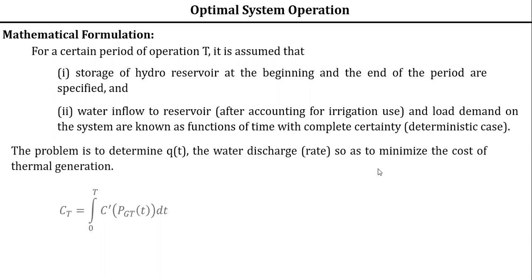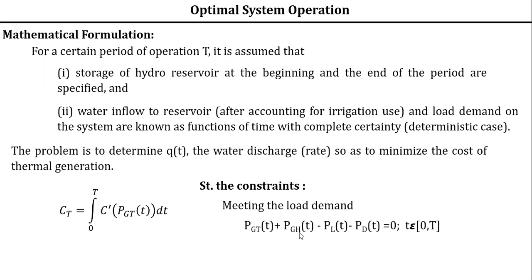Therefore, the problem is to determine the water discharge rate Q of T so as to minimize this cost. Because we are minimizing the cost over a period of time, we are taking the integral from 0 to T. C dash is the cost of thermal generation only. This is the equation we have. Subject to the constraints: one is the power balance equation.